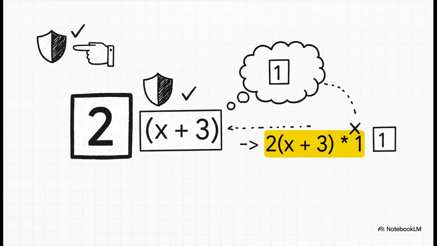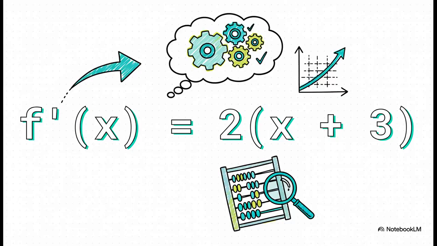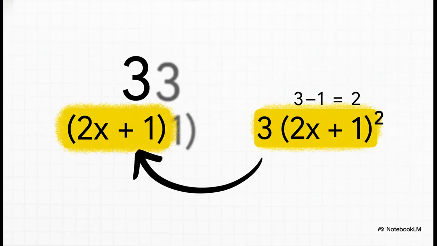Now for step 3. We multiply by the derivative of that inside part. Well, the derivative of x plus 3 is just 1, so we multiply our whole expression by 1. And look at that, that gives us our clean final answer. The derivative, f prime of x, is simply 2 times (x plus 3). See? When you go step by step, it's just logical. No magic involved.